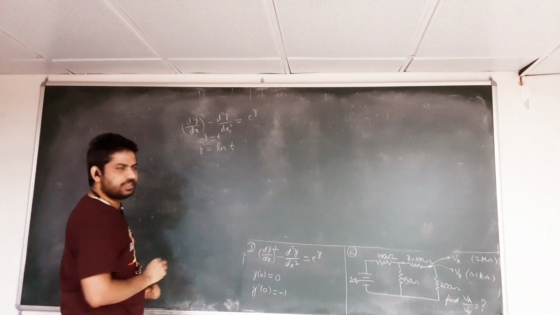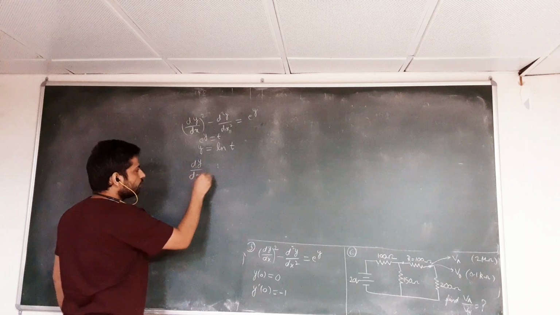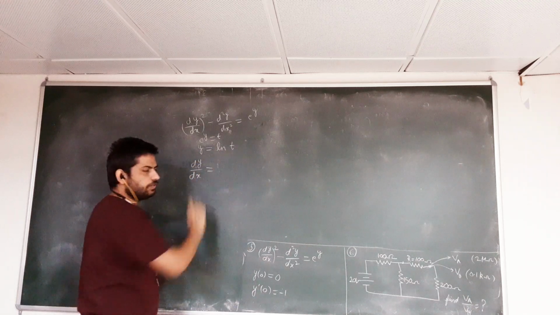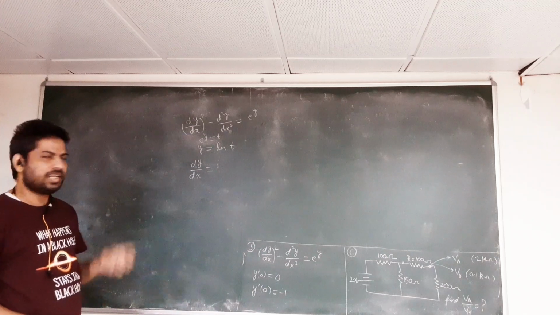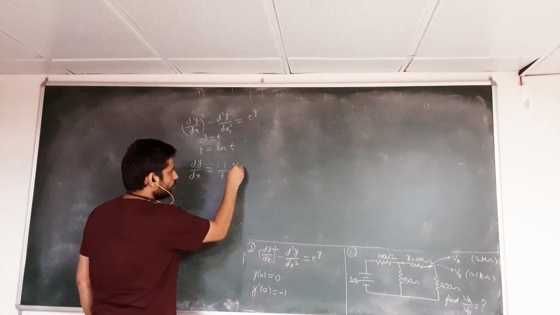Now we can differentiate this term. So we will have dy by dx. The differentiation of ln t is 1 by t, so it will be 1 by t times dt by dx.